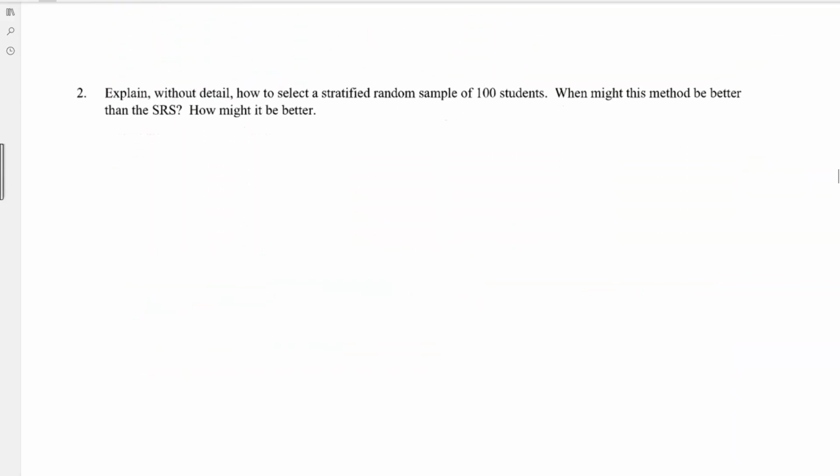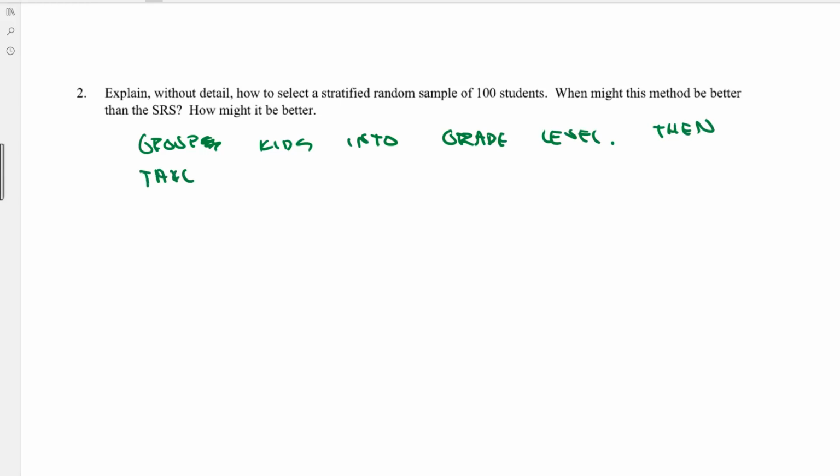Explain without detail how to get a stratified sample. So to get a stratified sample, I would group kids into grade level. Then take a simple random sample of, I got 100 kids, I got 4 grade levels, so I'm going to take 25 kids per grade level.